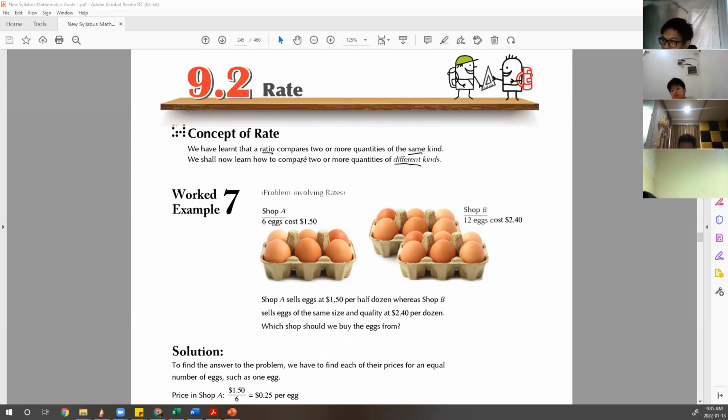Rate, different. Yeah, rate, different kind. That's the idea. So for example, the question is asking you for two different kinds. First thing is x, and second variable is amount of money, or the price of the 6x. Okay, so let's see the example.